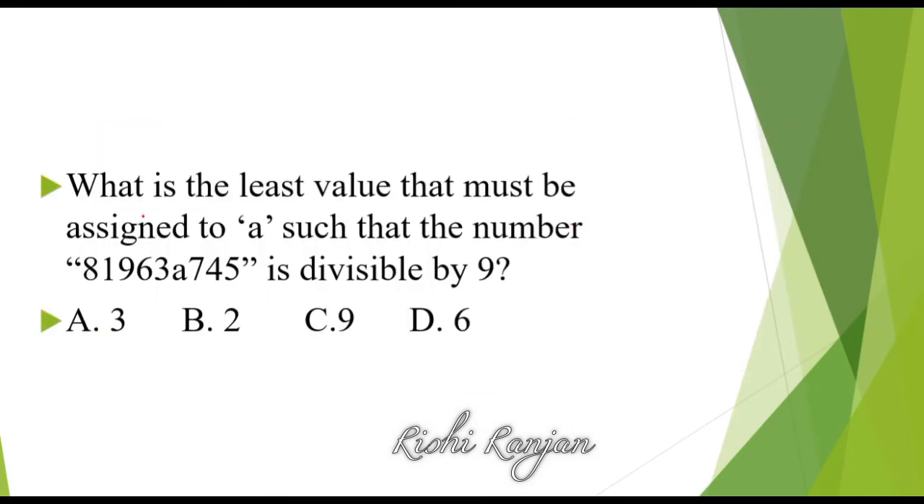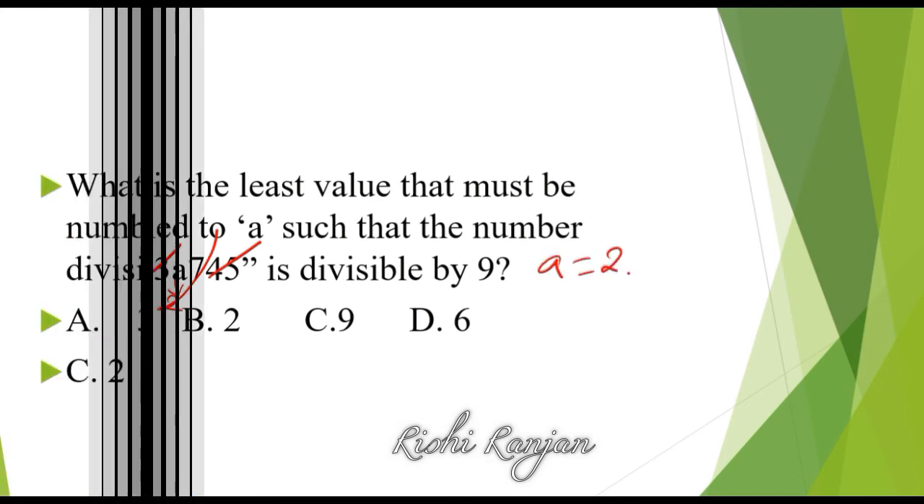Question number 1. What is the least value that must be assigned to A such that the number 81963A745 is divisible by 9? Let's apply the cancellation method. 8 plus 9 is cancelled, 9 is cancelled, 6 plus 3 is cancelled, 5 plus 4 is cancelled. Now A and 7 are left out. But if A had the value of 2, then 2 plus 7 will also get cancelled. So definitely the smallest value of A is 2.